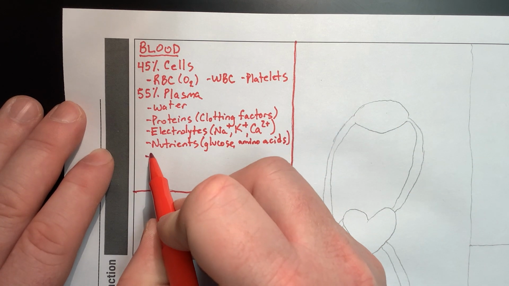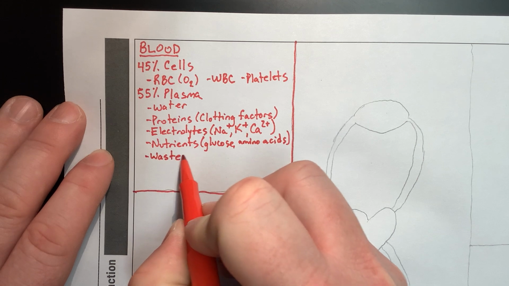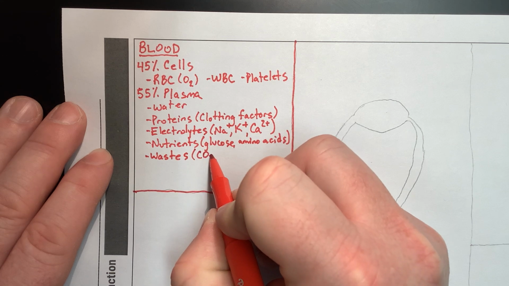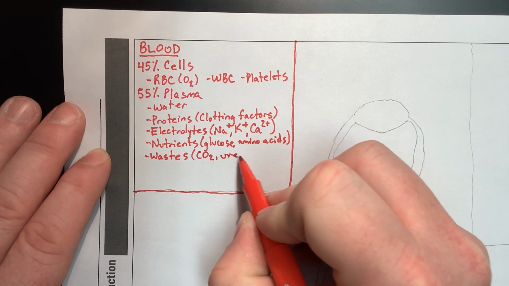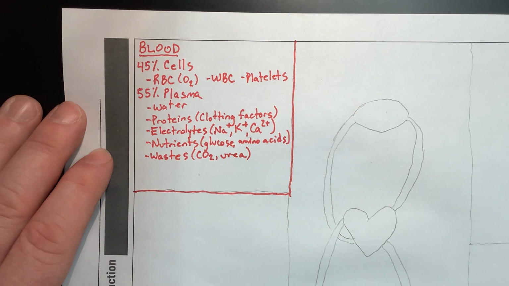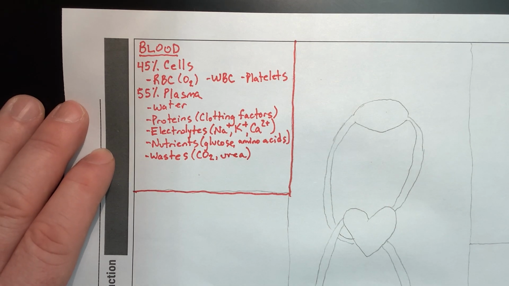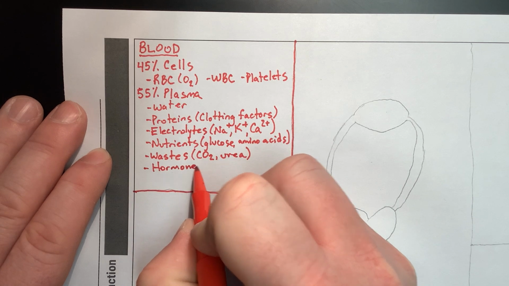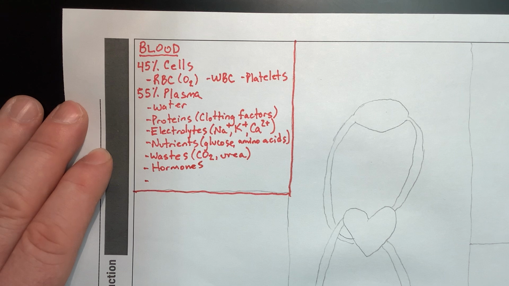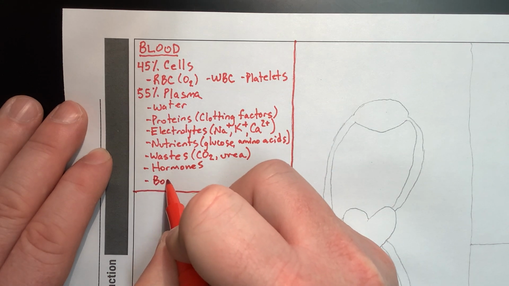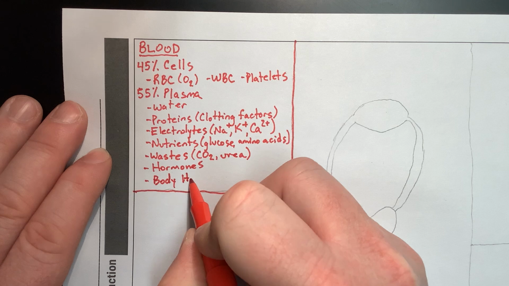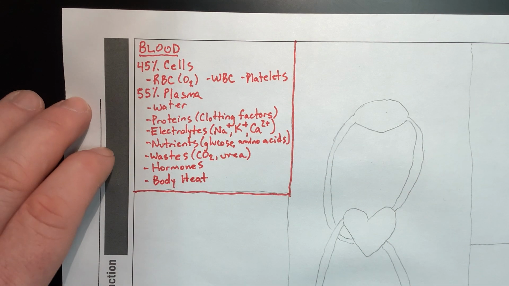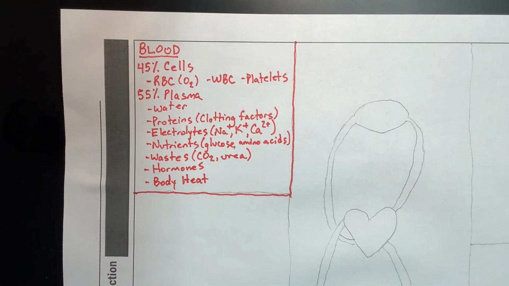And then we have wastes. The easiest waste to think about when we're thinking about the blood is carbon dioxide. And urea is another waste as well that we'll get into in a couple of chapters from now. Hormones, we said, travel throughout the blood in our endocrine chapter. And then something that people don't think about a lot is body heat. So remember how your blood can be diverted in different ways. Different blood vessels can vasodilate or vasoconstrict to send body heat around.